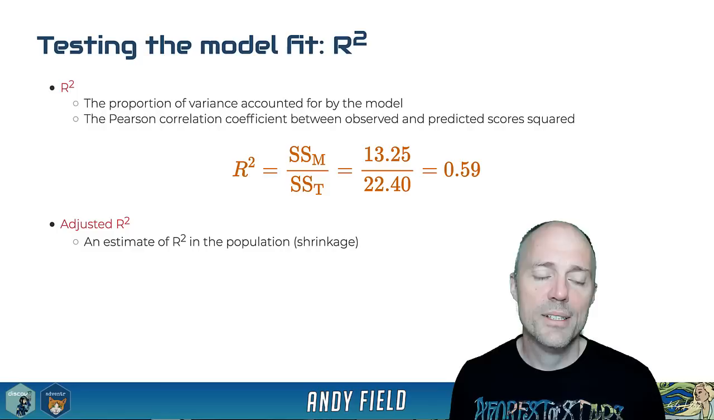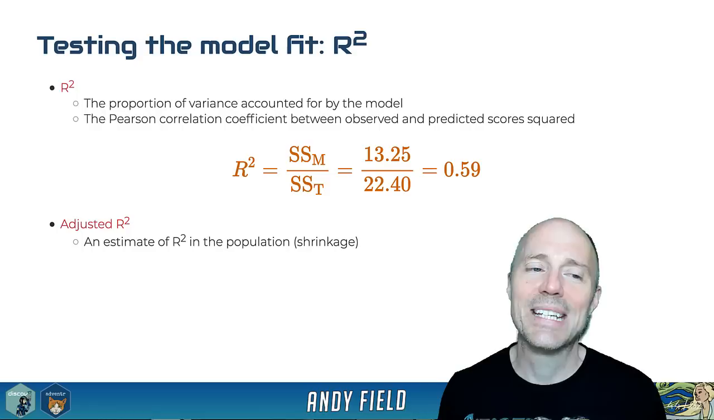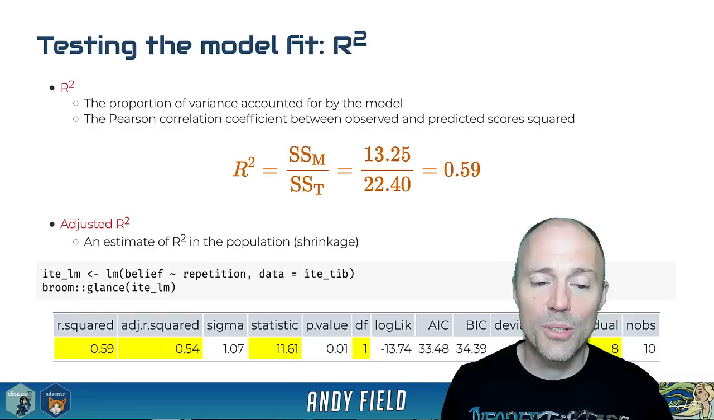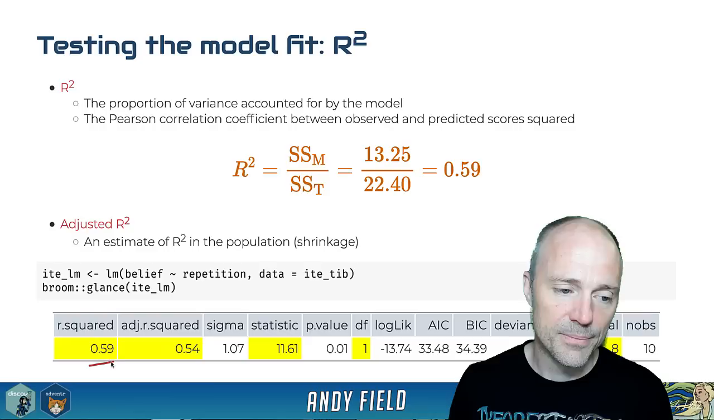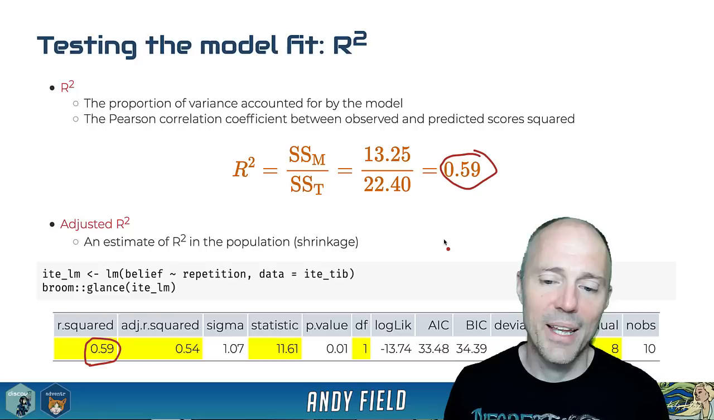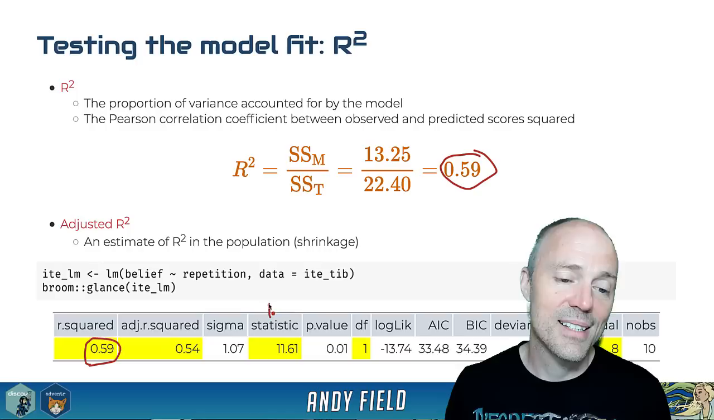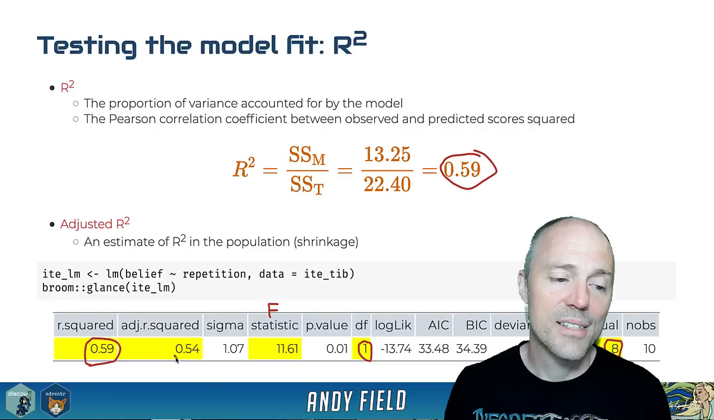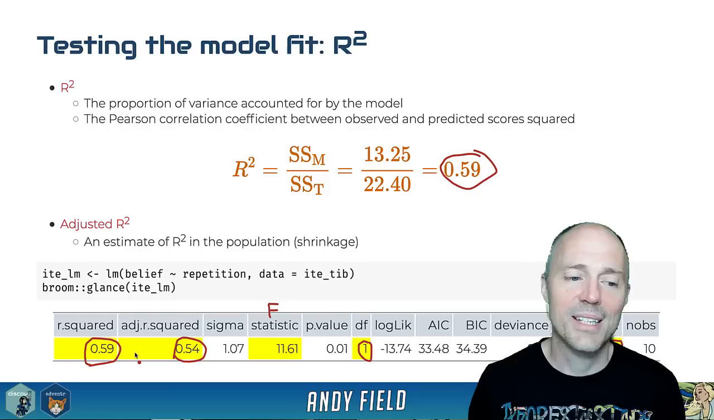You can also look at something called the adjusted R-square, which is an estimate of the R-square in the population. Basically, you ideally want that to be similar to the R-square for the data. Again, looking at what pops out of the computer, you'll get a table like this, which tells you your R-square value, which matches what we've just calculated up here. Also, incidentally, this statistic is your F-statistic, and these are the degrees of freedom for that F-statistic. And this is the adjusted R-square, which is very similar to the R-square for the data.